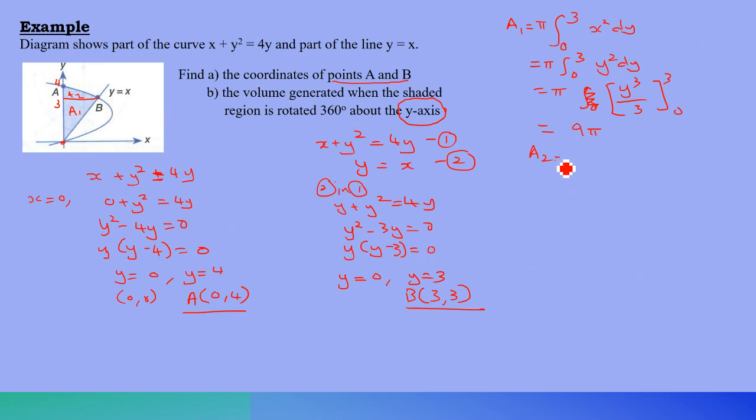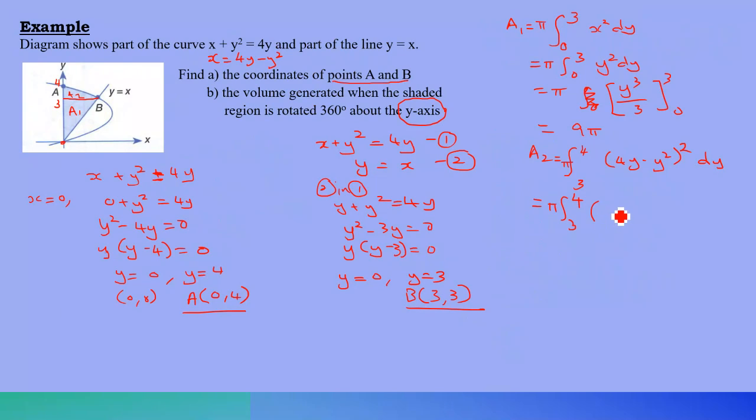Then A2 is between 3 and 4. Don't forget your pi. And what is your function here? Again, you need to put x in terms of y, so you will get 4y minus y squared. Then don't forget x squared. So you need to square before you integrate. This is going to be a bit more complicated because you need to expand this. So expand the function, then you integrate.